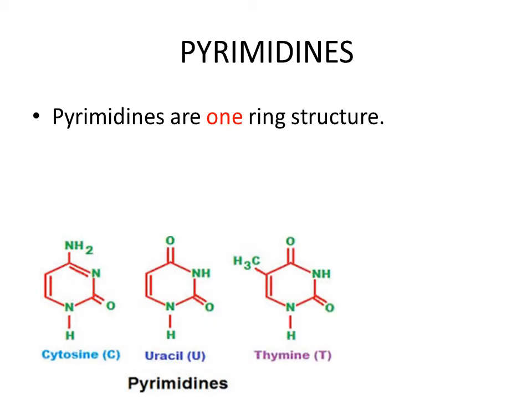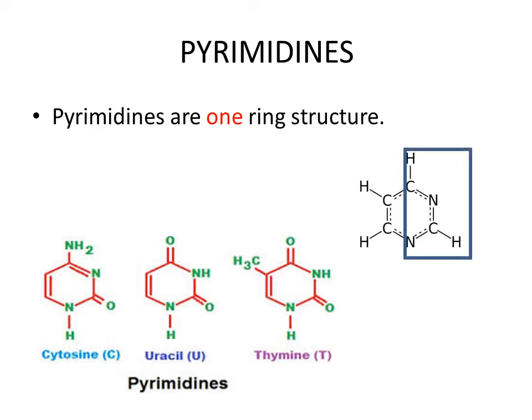Unlike purines, pyrimidines are one-ring structures. Down below you can see the cytosine, uracil and thymine structures. On your right you can see the basic pyrimidine ring, and in the right box there are carbon and nitrogen atoms which come from aspartate. In the left box you can see the carbons that come from carbamyl phosphate.